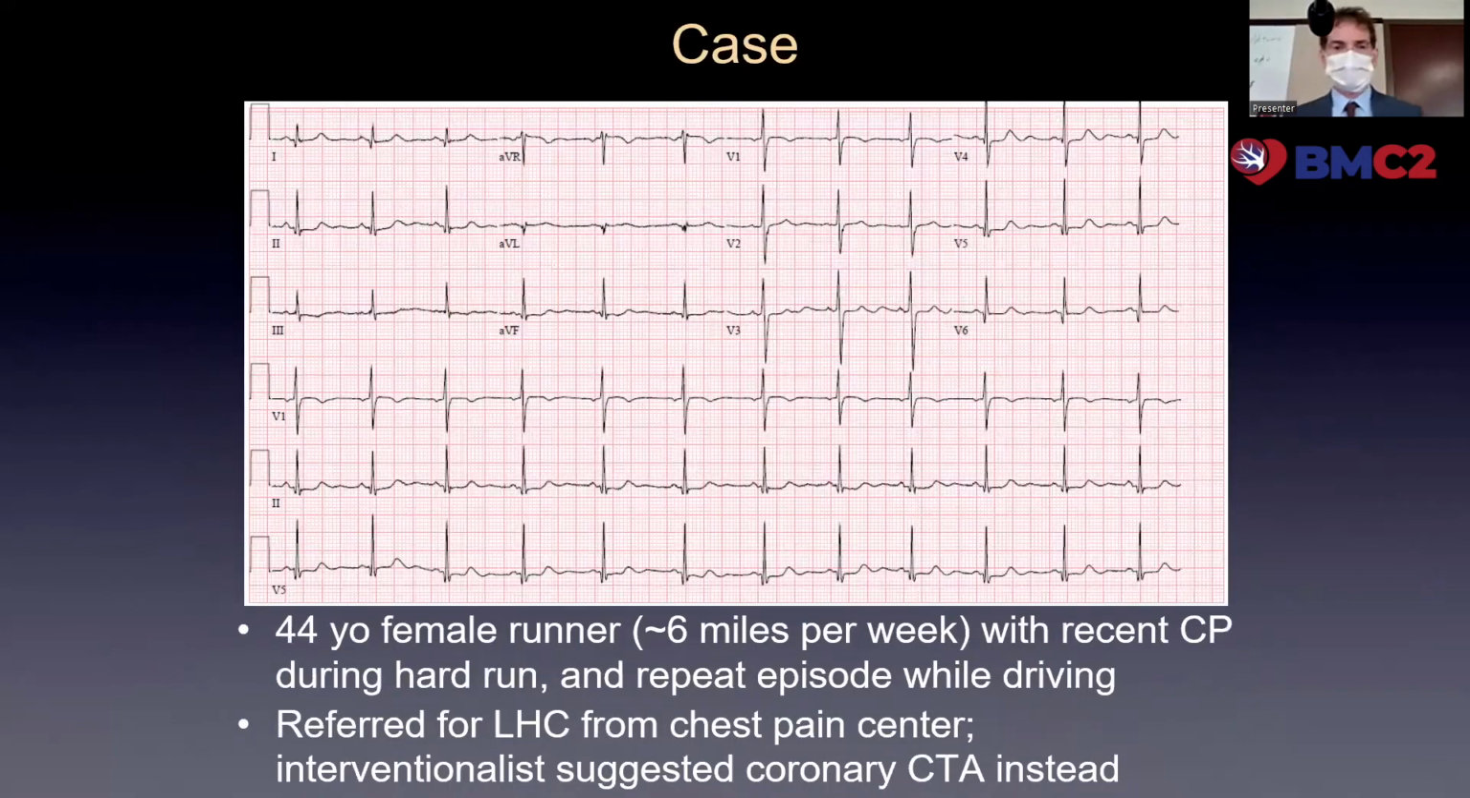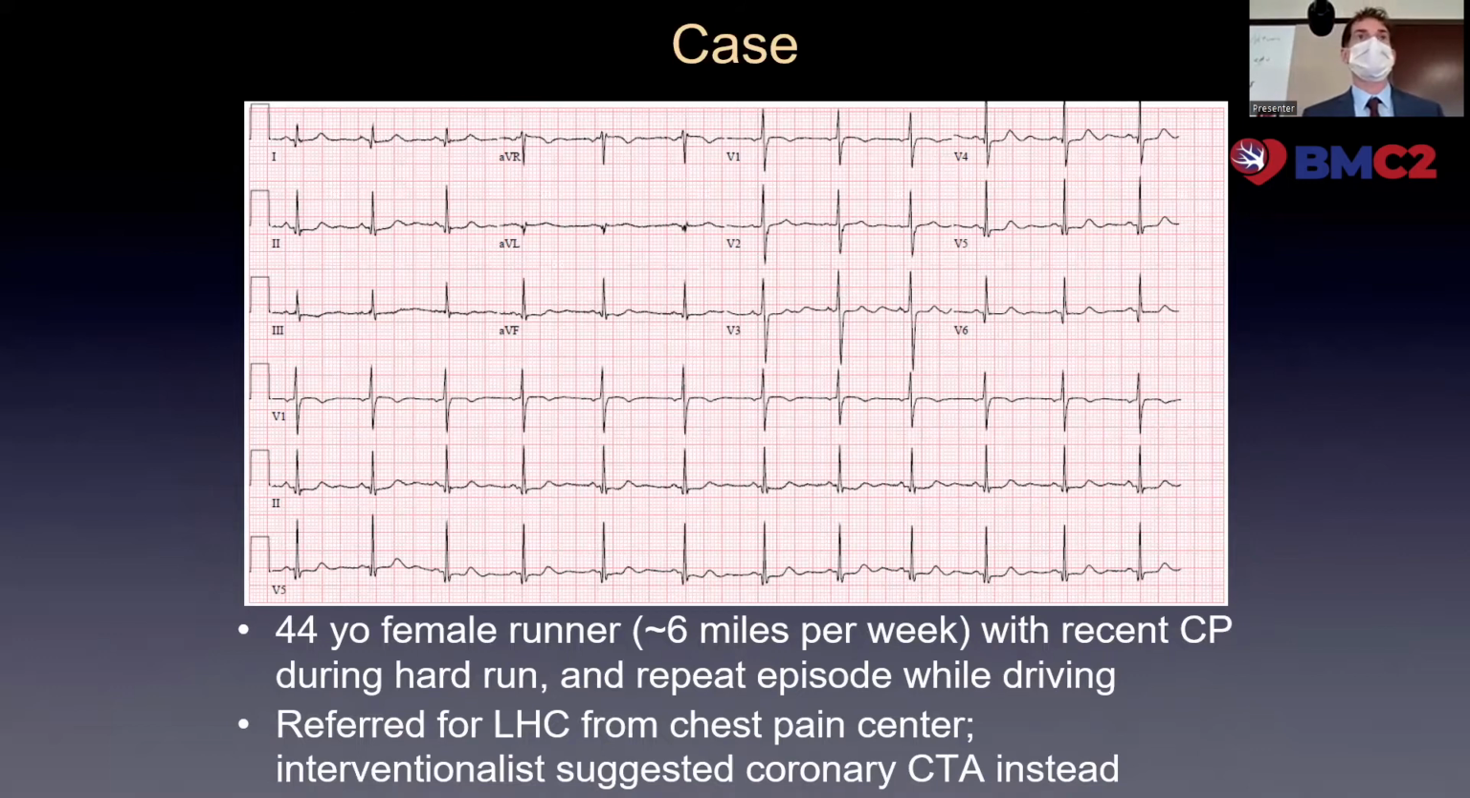So here's a couple cases I wanted to show. Here's a 44-year-old female runner who runs about 6 miles a week. She's had recent chest pain during a hard run, and then she had a repeat episode that came on at rest while she was driving. So always concerning when somebody has new exertional chest pain, and then it potentially comes on with rest. This could be cardiac, this could be non-cardiac. And she was seen in the emergency department.